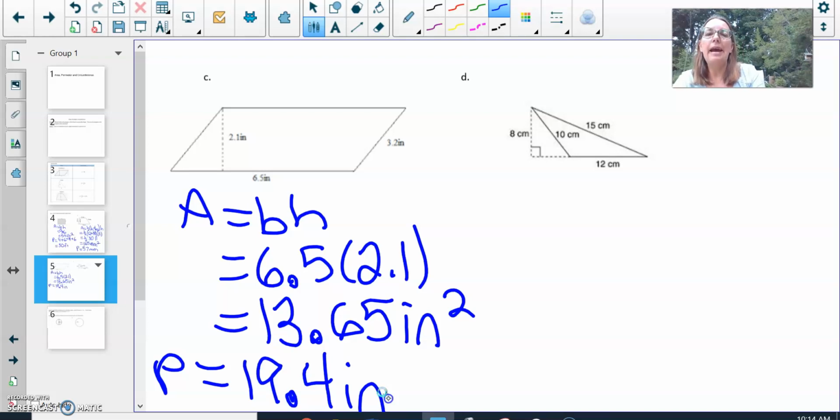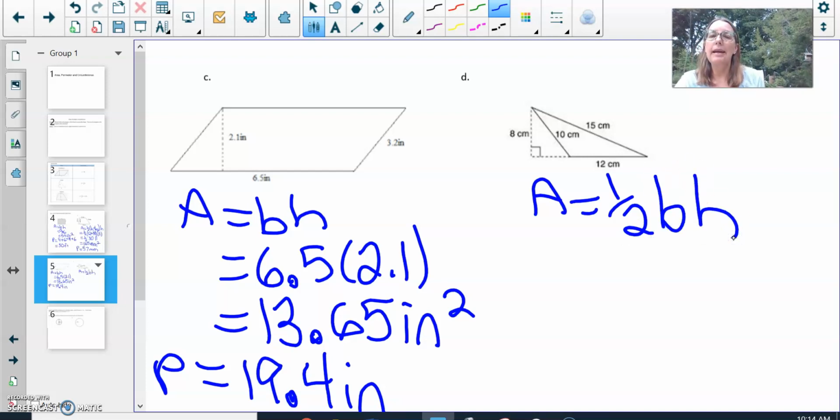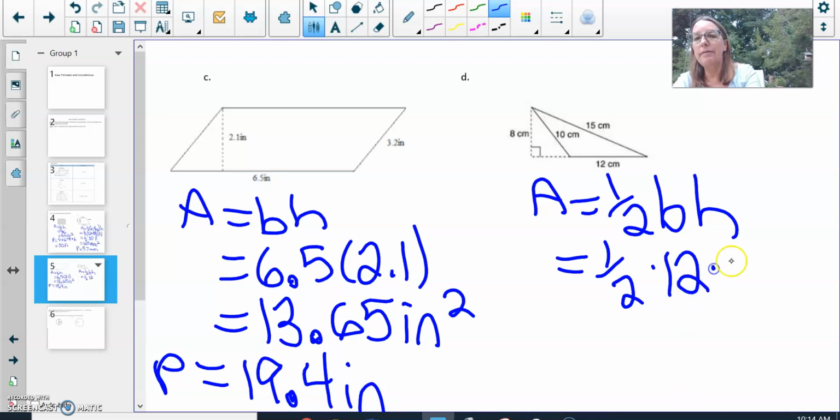Okay, part D, we have a triangle. So area is 1/2 base times height. Remember the base and the height have to make a right angle with each other. So in this triangle, I get 1/2 times, the base is 12, the height is 8. Well, half of 12 is 6, and 6 times 8 would be 48 centimeters squared.